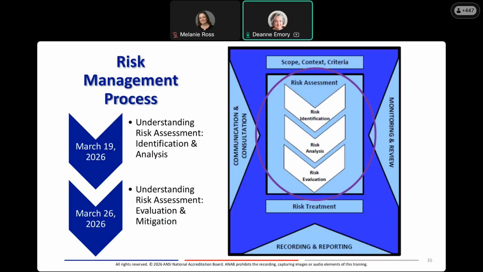On March 19th, we're going to talk about the identification and analysis. We're going to talk about tools and how we can do that. And on March 26th, we're going to discuss understanding risk assessment, how to evaluate and mitigate our risks. I hope that I will be seeing you then. I'm looking forward to it.